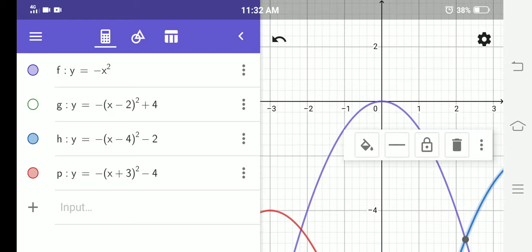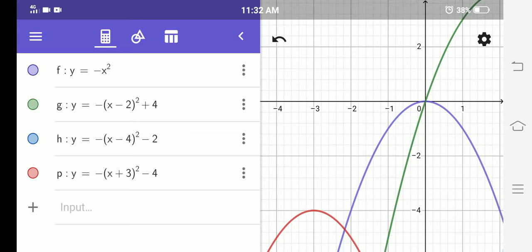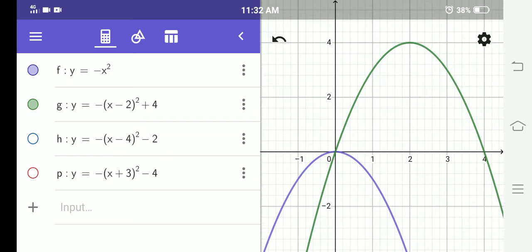But take note, ang mga vertices nila ganun pa rin. Dito sa y is equal to negative x minus 2 squared plus 4, ayun yung parabola mo. Ang value ng h mo dito ay 2, so you move 2 units to the right. And plus 4, ang value ng k mo dito ay 4, so you move 4 units upward. Pero yung parabola natin opens downward.